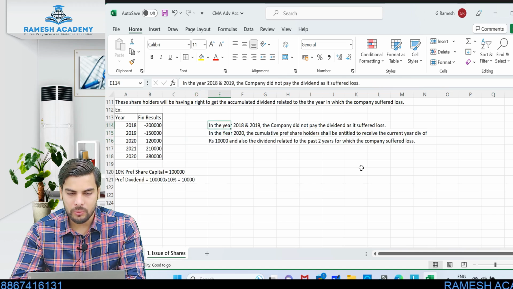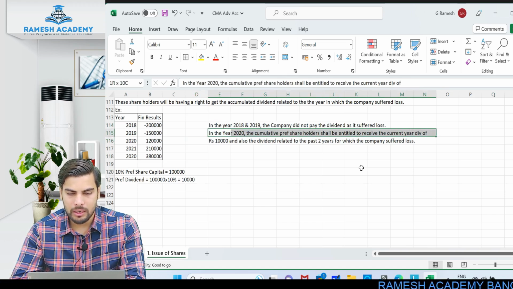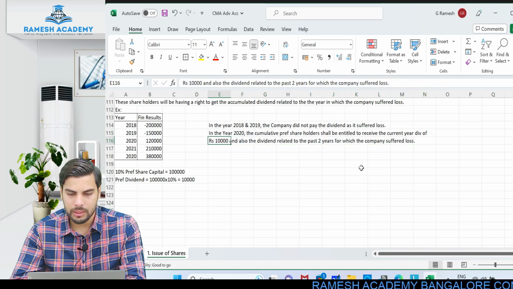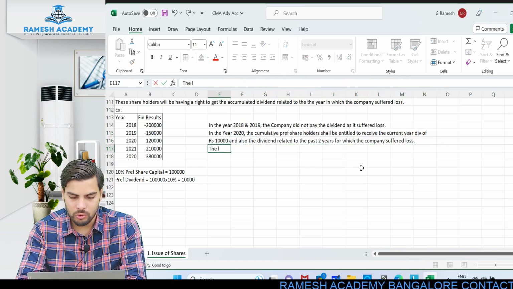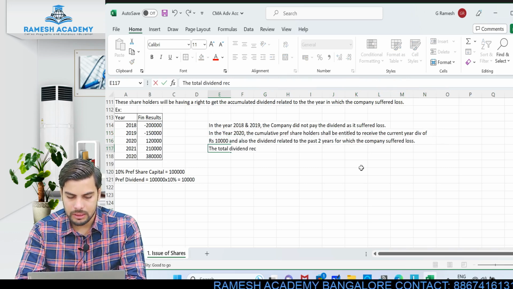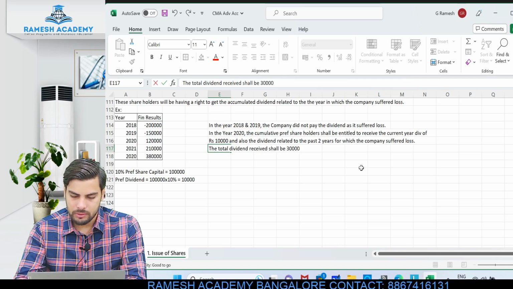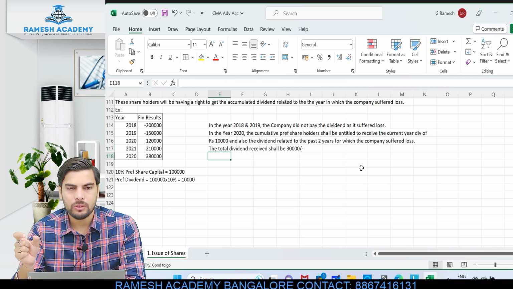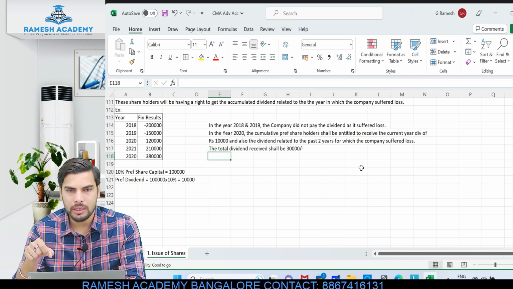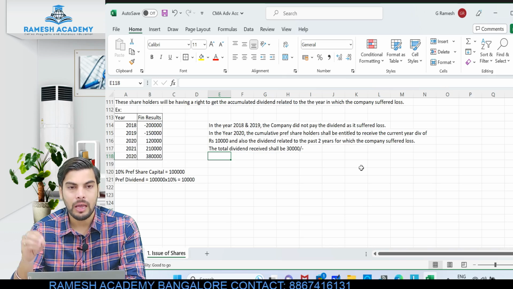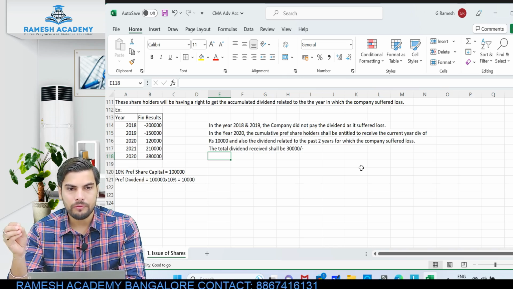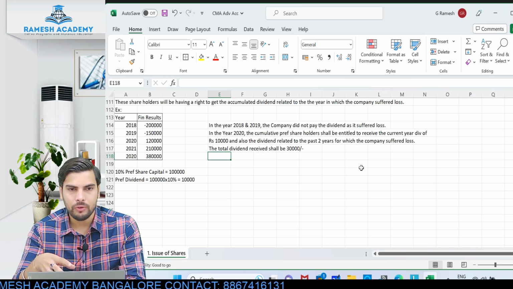So in the year 2020, the cumulative preference shareholders shall be entitled to receive the current year dividend of 10,000 rupees and also the dividend relating to the past 2 years for which the company suffered loss. So the total dividend received shall be 30,000 rupees. Hope you guys understood this. 10,000 rupees of dividend for the current year, that is 2020, the year for which the company made profit, and 20,000 rupees of dividend will get accumulated for this particular 10,000.